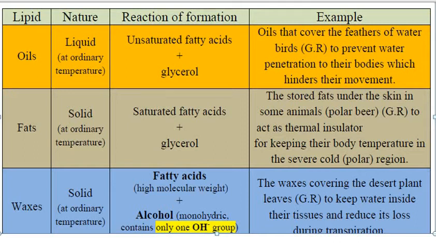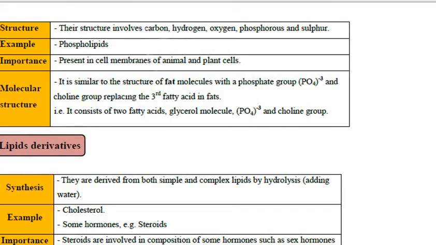Wax is also the third type of simple lipid. Wax is solid in nature, and it is formed by the combination of one fatty acid with high molecular weight and an alcohol, which is a monohydric alcohol with one hydroxyl group. An example is found in desert plants, which are covered with it to prevent the transpiration process. Also, we are talking about the complex lipids, which are found in the phospholipids of the cell membrane, in plants and animals.